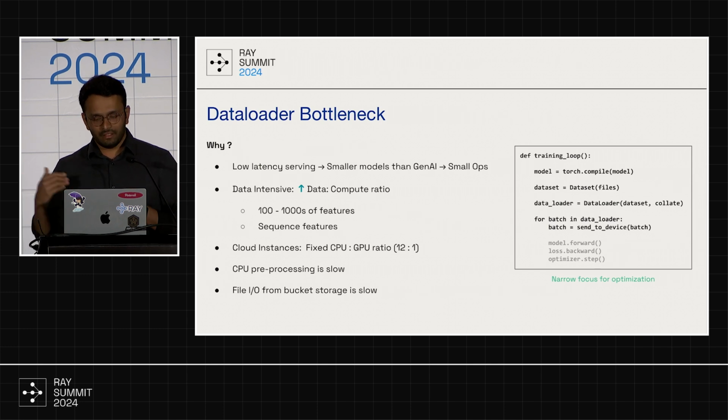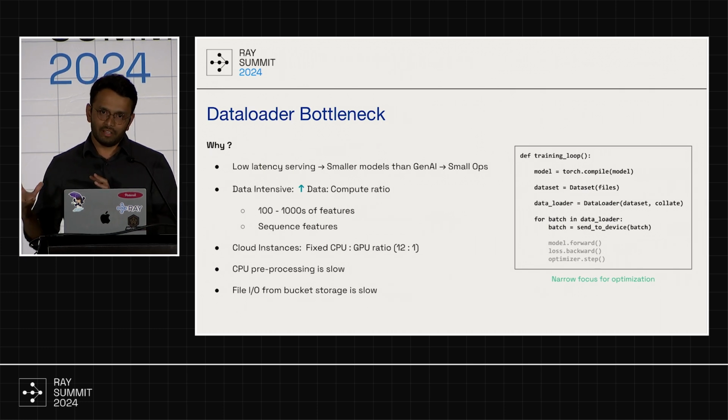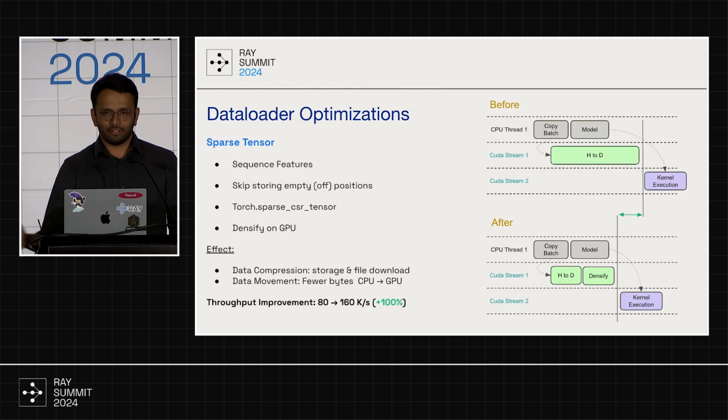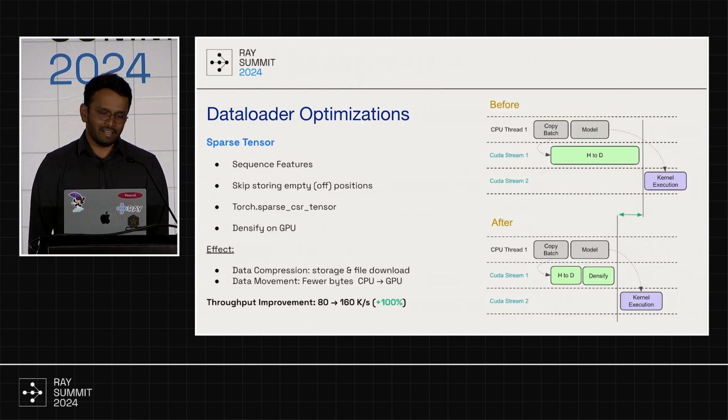And the thing that makes this a little worse is cloud instances typically come with fixed CPU to GPU ratios, and so you cannot arbitrarily scale up the CPU pre-processing parts. So this is the bottleneck that we were trying to address. And before going into any advanced solutions, the obvious thing to do was to just reduce the amount of data that we are processing. And so the first obvious thing that we did is, let's just target the most expensive features that we have. And so what we ended up doing is we started leveraging sparse tensors.